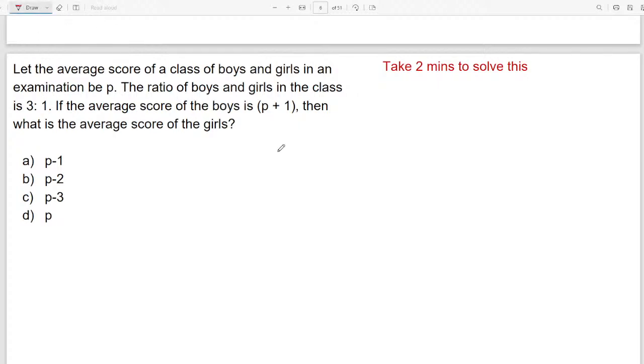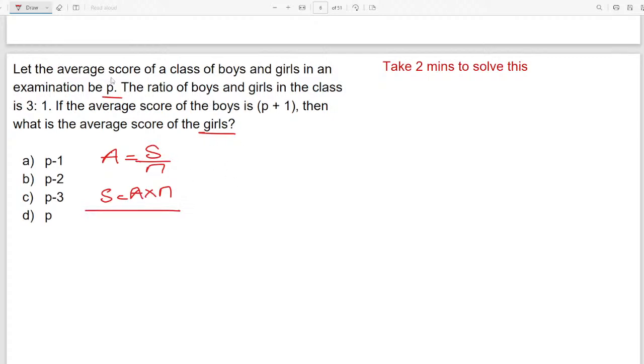So what they're saying is, let the average score of a class of boys and girls in an examination be P. The ratio of boys and girls in the class is 3:1. The average score of the boys is P plus 1. Then what is the average score of the girls? So we know that average is equal to sum divided by number of terms, and sum is equal to average into number of terms. These are the two formulas that we know.